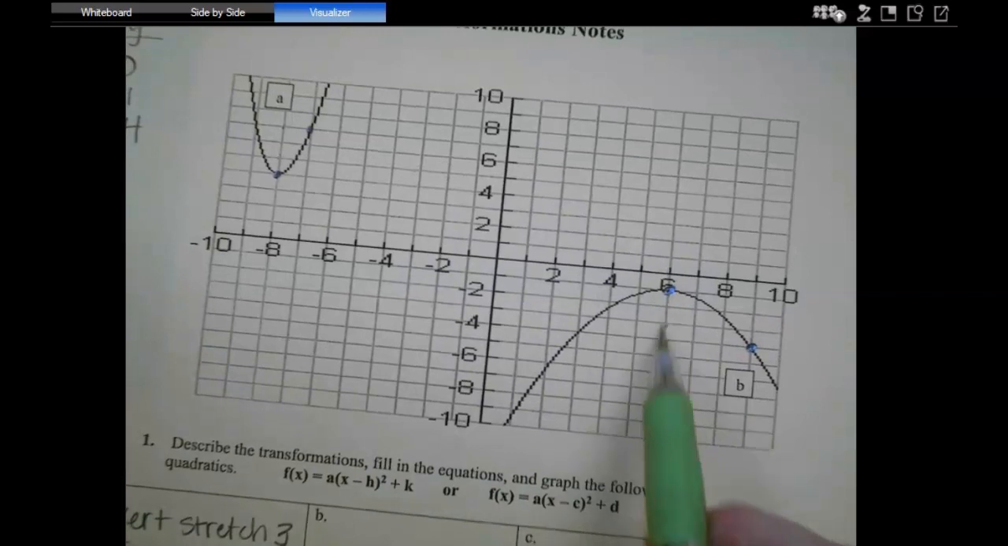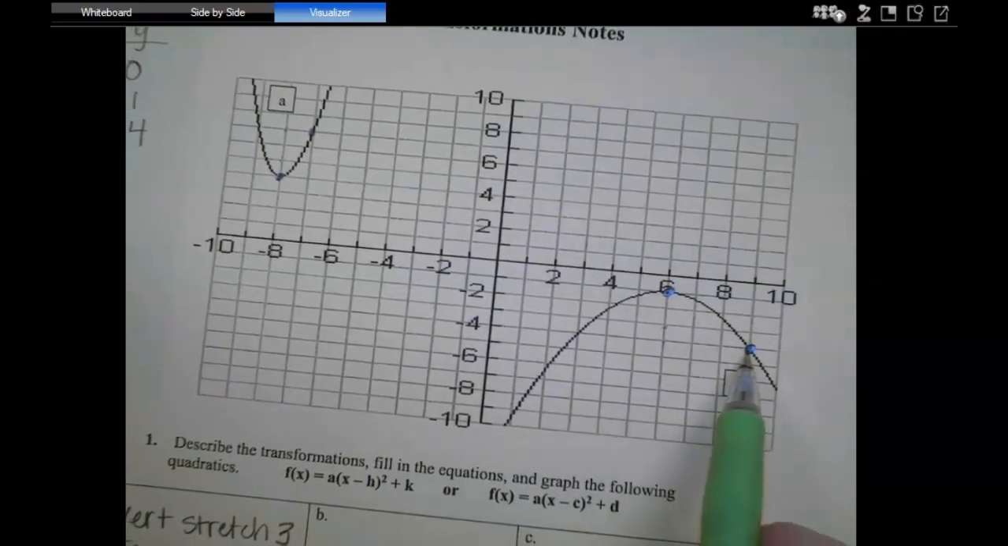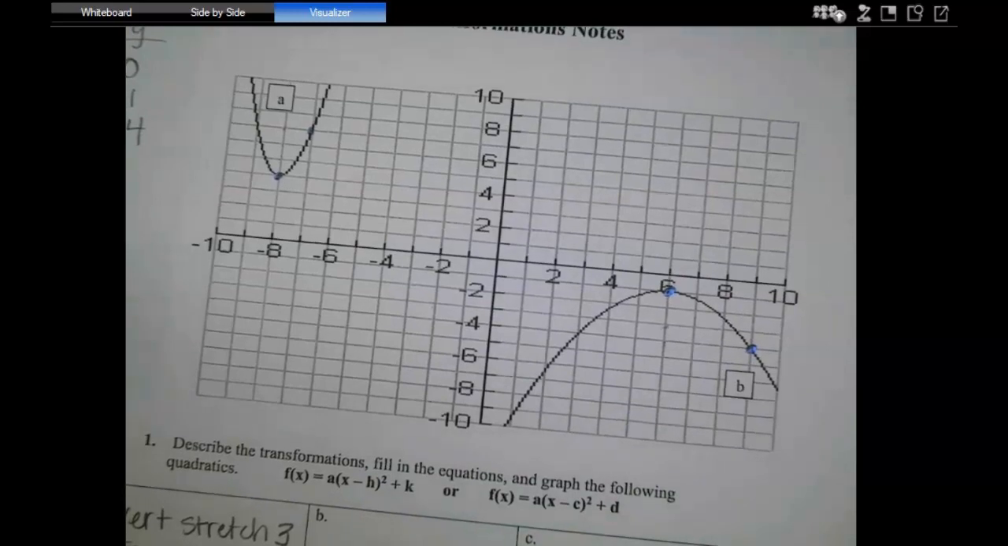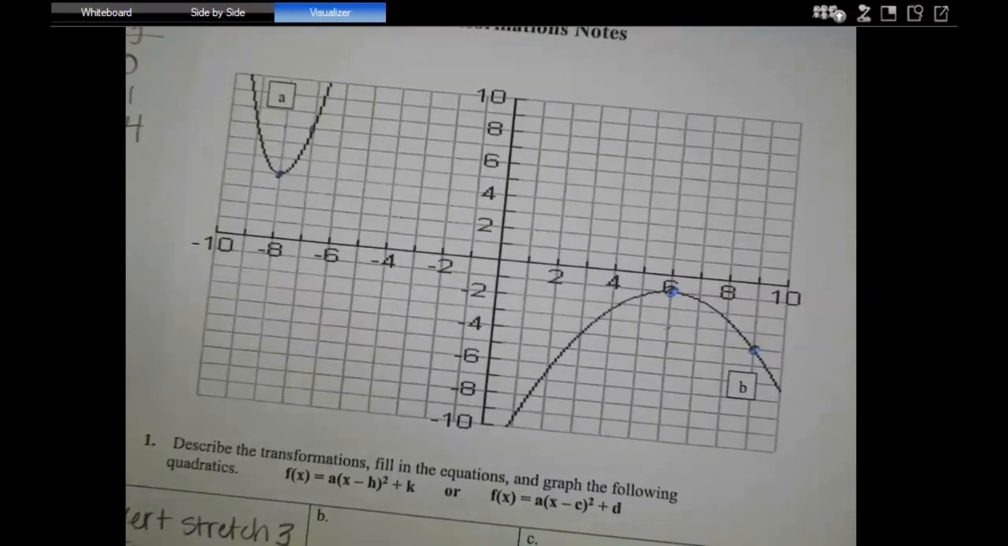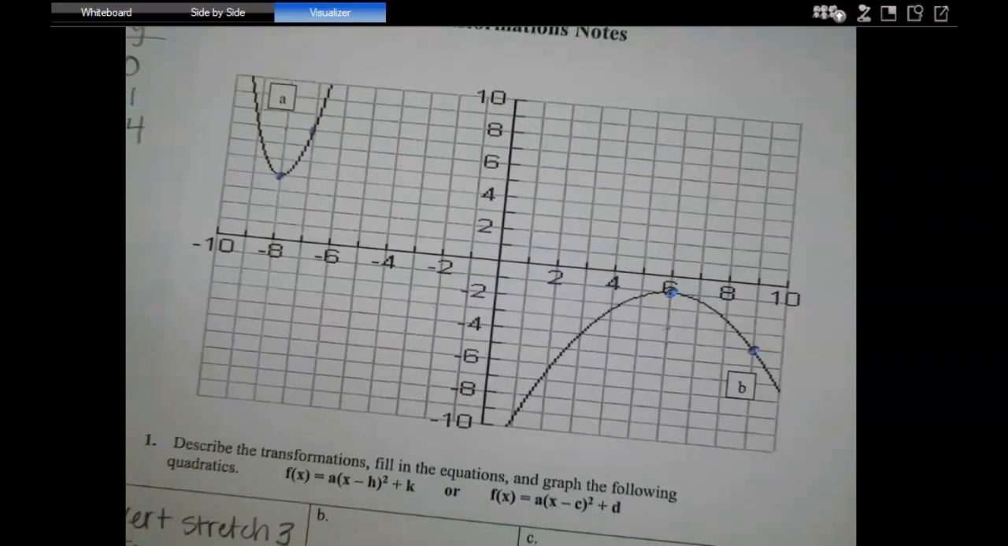Now, I counted down 3. How many do I count over? 3. So I counted down 3 and over 3. Does that make sense? But on the bottom, what am I going to do to the bottom? I'm going to square it. So if I square it, 3 squared is 9. So y'all, if it's -3 over 9, what's my A value?